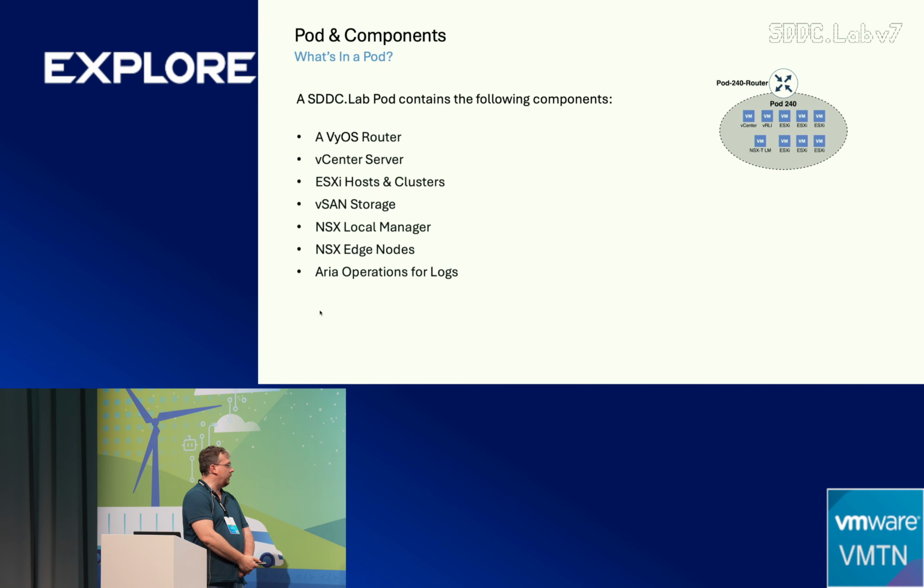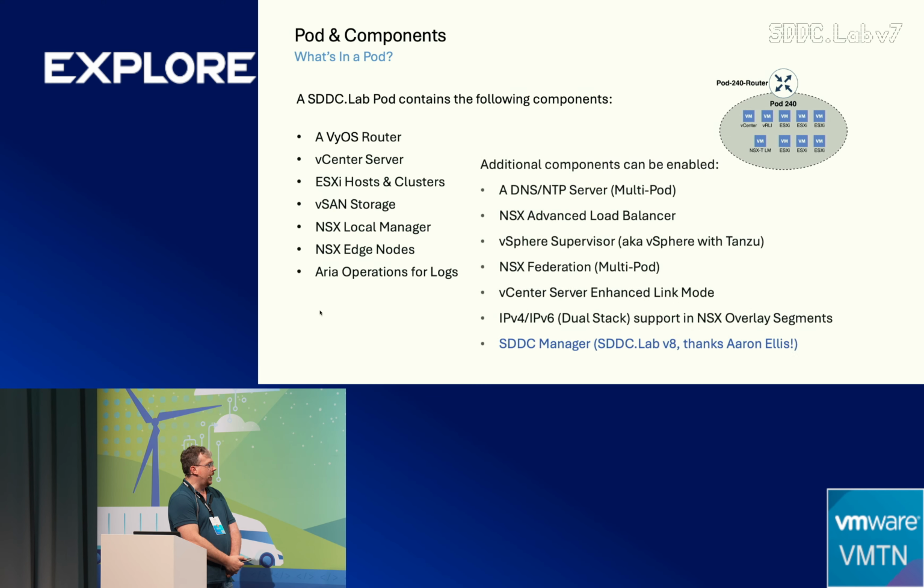You get an NSX local manager, fully configured with edge nodes peering to the pod router, and you also deploy Operations for Logs. On top of that, you can enable some additional components. By just modifying the configuration file we use for deploying the pod, you could deploy the DNS server I mentioned before. I highly recommend that you do that, because if you don't, you need to do a lot of things in your existing DNS server that you might not want to do. So having a DNS server dedicated for the pods is a real good thing to have.